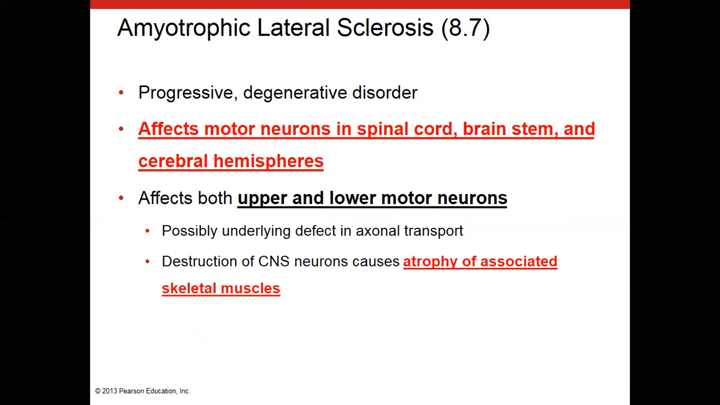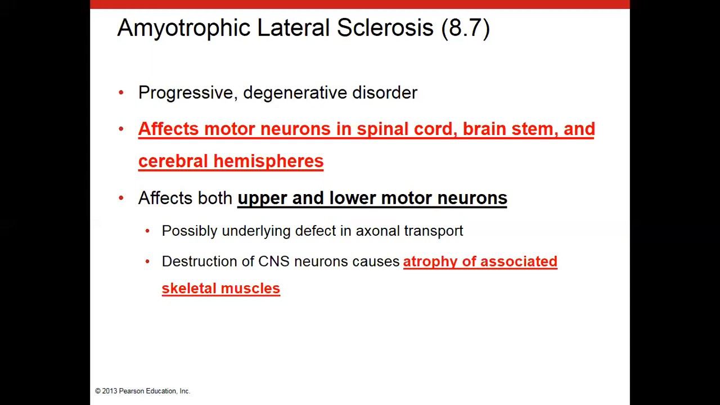It's basically a degenerative disorder, and it affects motor neurons in the spinal cord, brainstem, and cerebral hemispheres. And it affects both upper and lower motor neurons. So the motor neurons we were just talking about, upper motor neurons and lower motor neurons, these are affected in ALS. And it may affect what's called axonal transport, which is basically the transport of neurotransmitters from the cell body to the axon terminal where they're released. And it basically causes destruction of these neurons, which is what causes atrophy of the associated skeletal muscles. And atrophy in a skeletal muscle is basically the loss of muscle mass in that muscle and potentially the loss of function in that muscle as well.